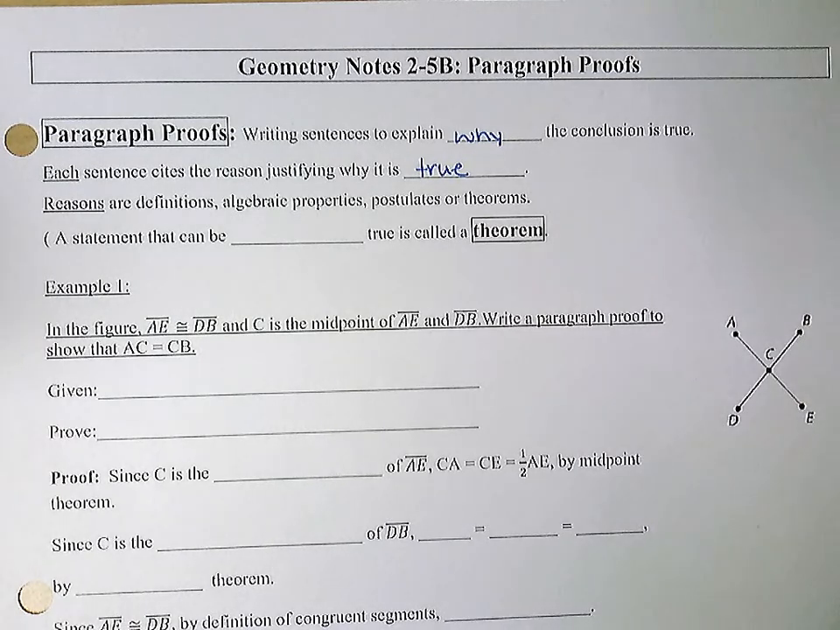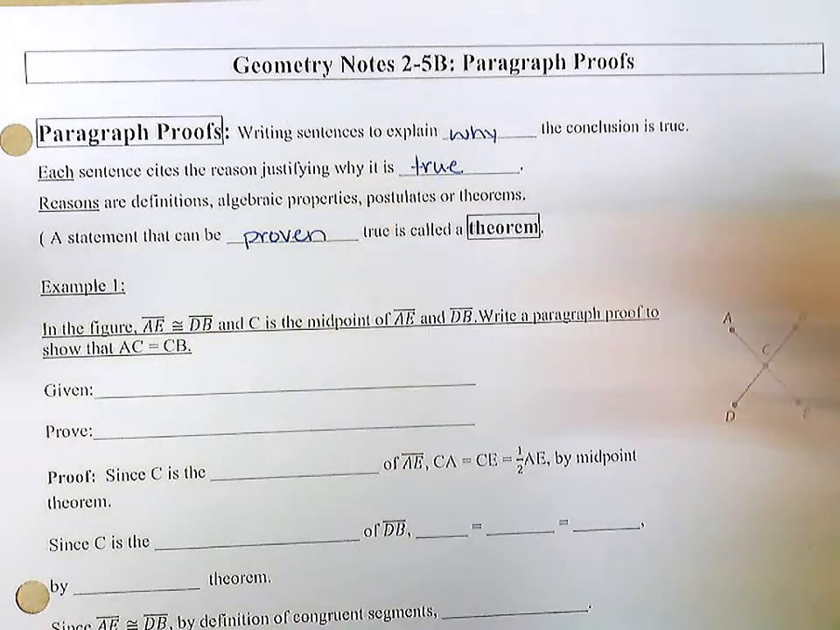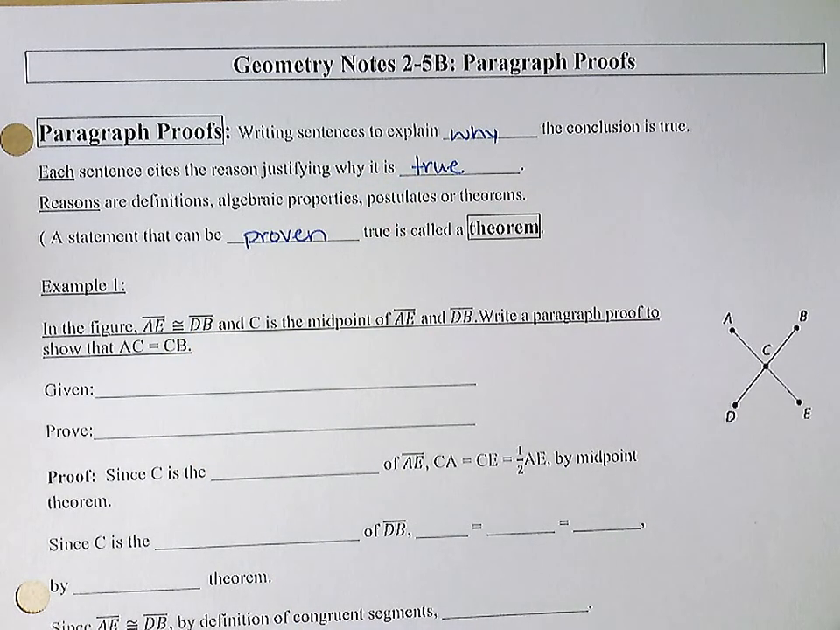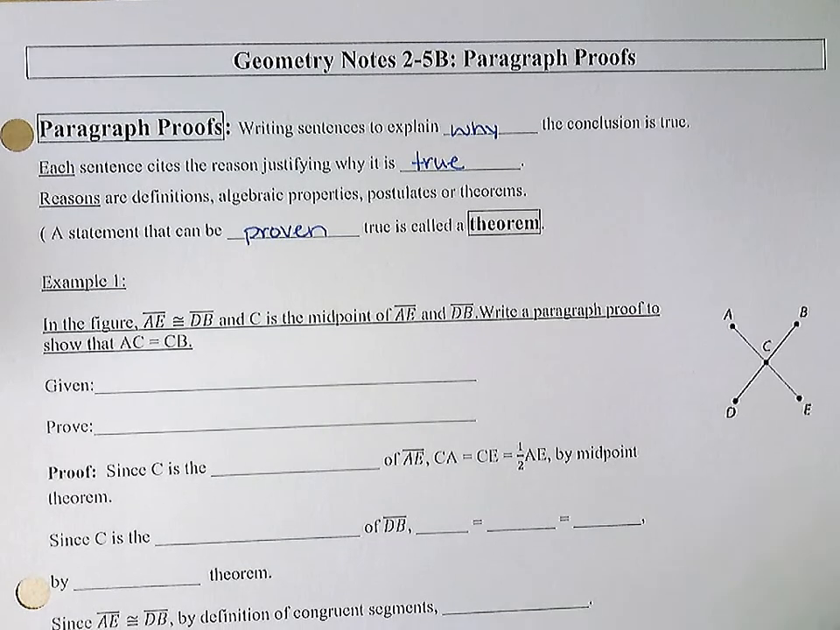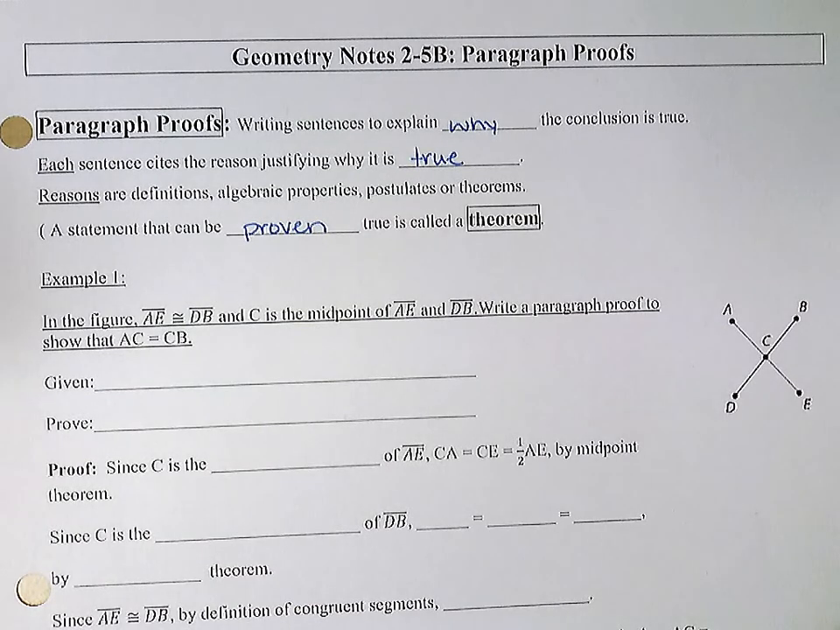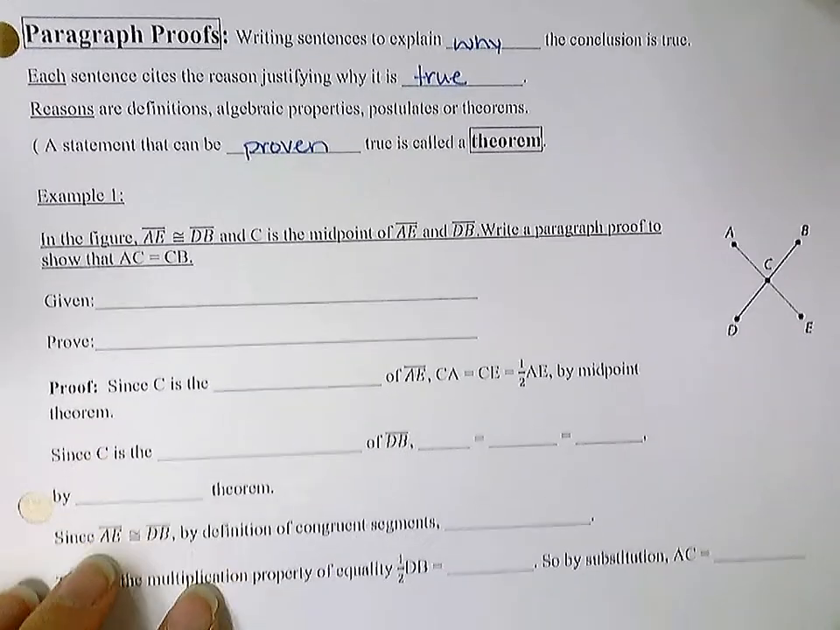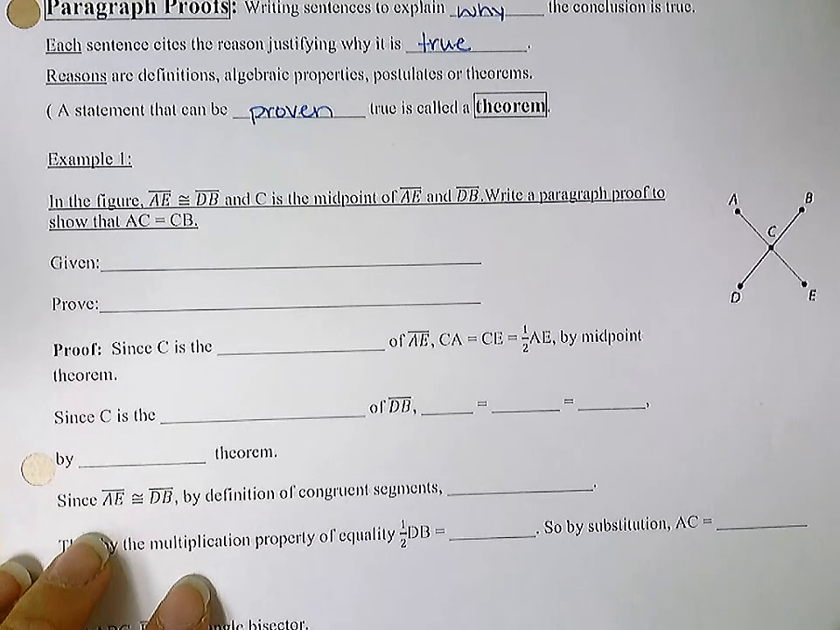Reasons are definitions, algebraic properties, postulates, or theorems. A statement that can be proven true is a theorem. You're still using these definitions, properties, postulates, and theorems from your list or from your packet. So we're going to go over this with a little bit more structure. I have the sentences written out and you just have to fill in the blanks.